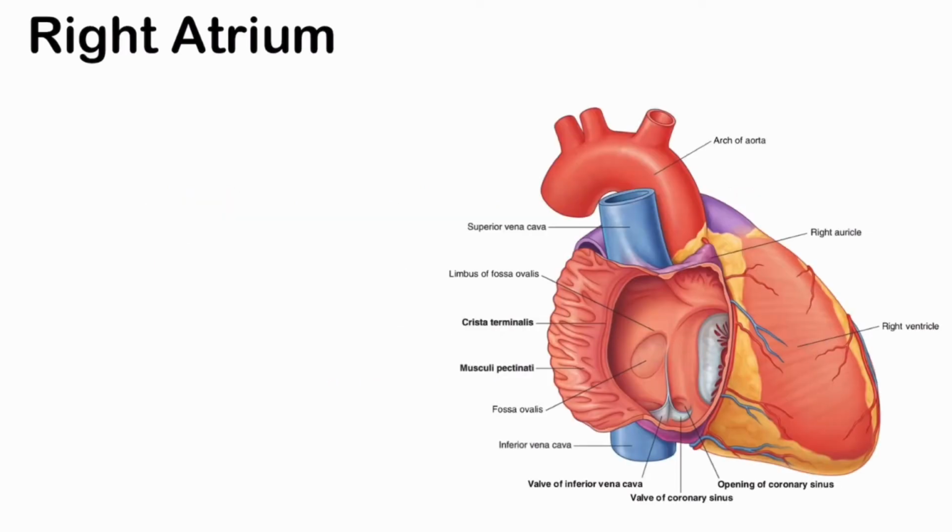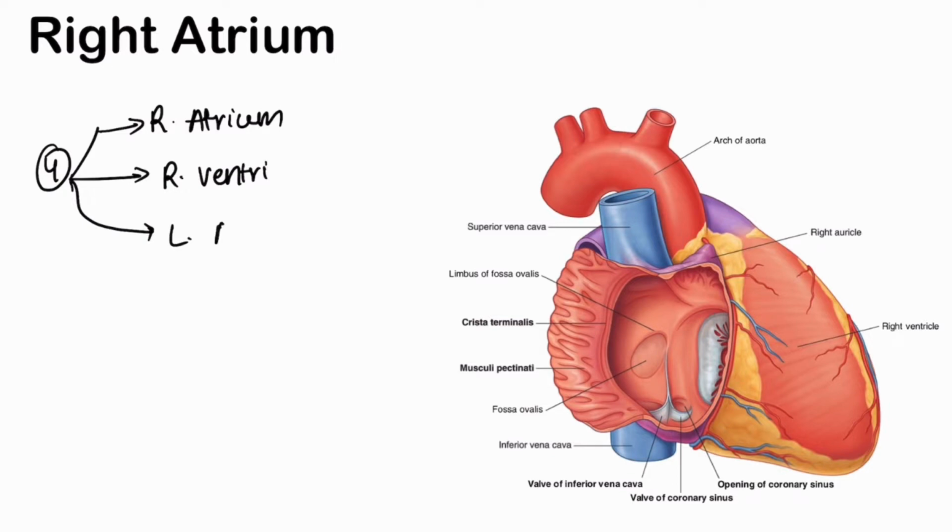Hello everyone. Our topic for today is chambers of the heart. We have four chambers. They are the right atrium, right ventricle, left atrium, and the left ventricle.